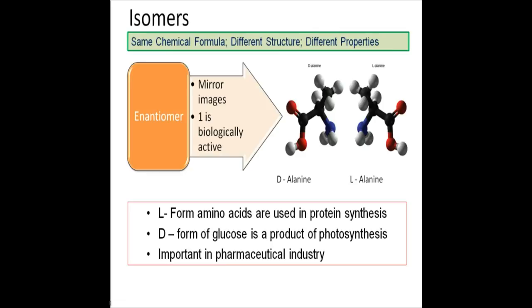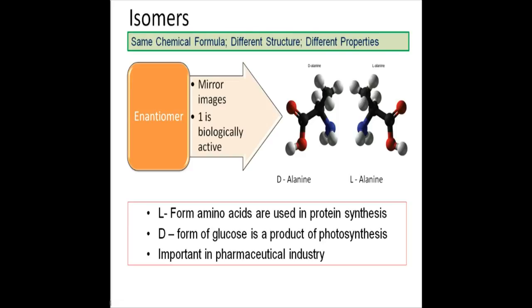These are biologically significant because only one of the forms is going to be biologically active. For amino acids, that's going to be the L form. For sugars, that's going to be the D form. This plays a huge role in pharmaceutical companies' development of drugs.